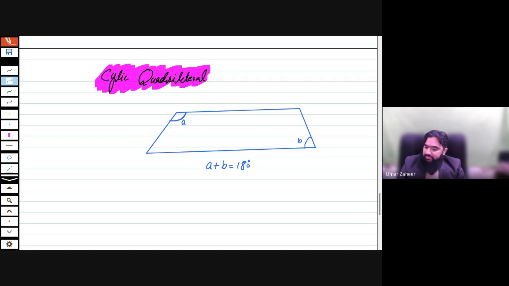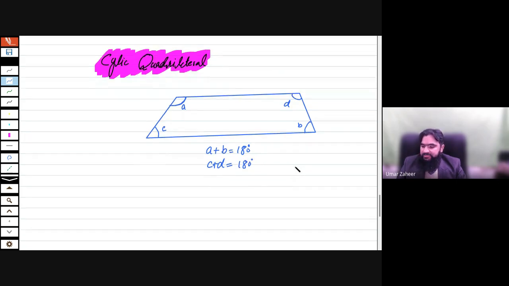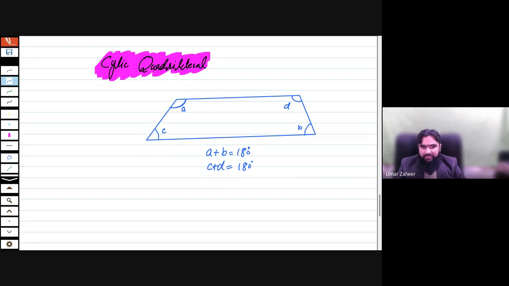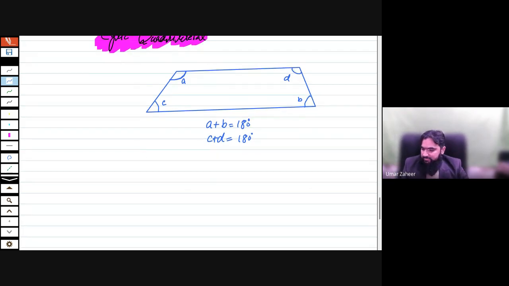So it is cyclic. Obviously, if this sum is going to be 180, then the other sum is going to be 180 as well, because we know that the sum of the interior angles of a quadrilateral is always 360. So that will be 180 as well. So a cyclic quadrilateral is a quadrilateral. Let's write the definition.